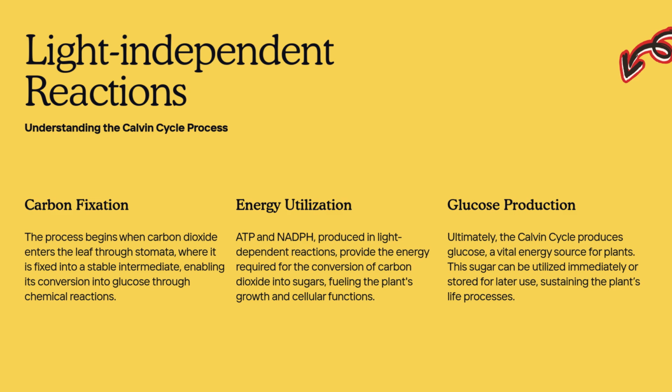Step 2: formation of 3-carbon molecules. When carbon dioxide combines with RuBP, it forms unstable molecules that quickly split into 3-carbon molecules. These molecules are called 3-PGA, 3-phosphoglycerate.